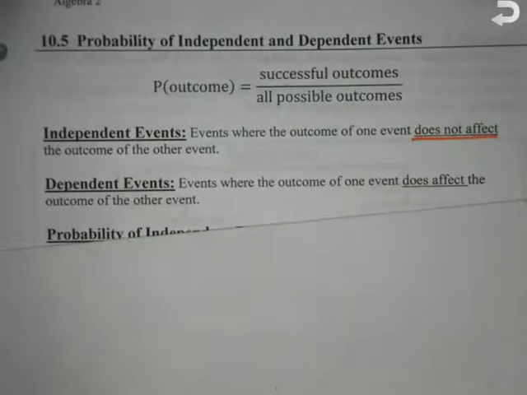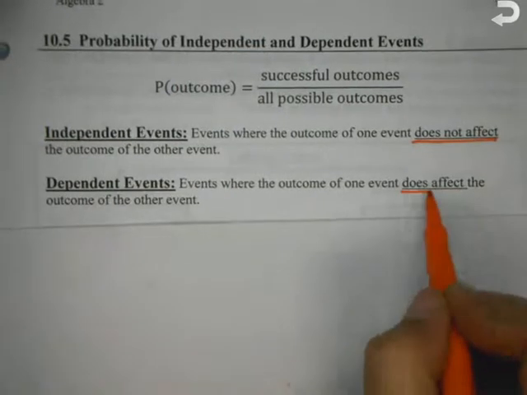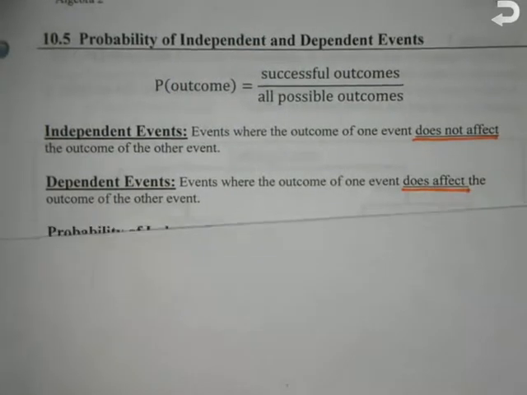Dependent events are events where the first outcome affects the second one. So if I have my marbles, and they're all different colors, and I draw a blue one first, but I don't replace it, now that changes the entire probability of drawing a blue one a second time, right? Because there's one less blue one. So that's just two examples of independent and dependent.